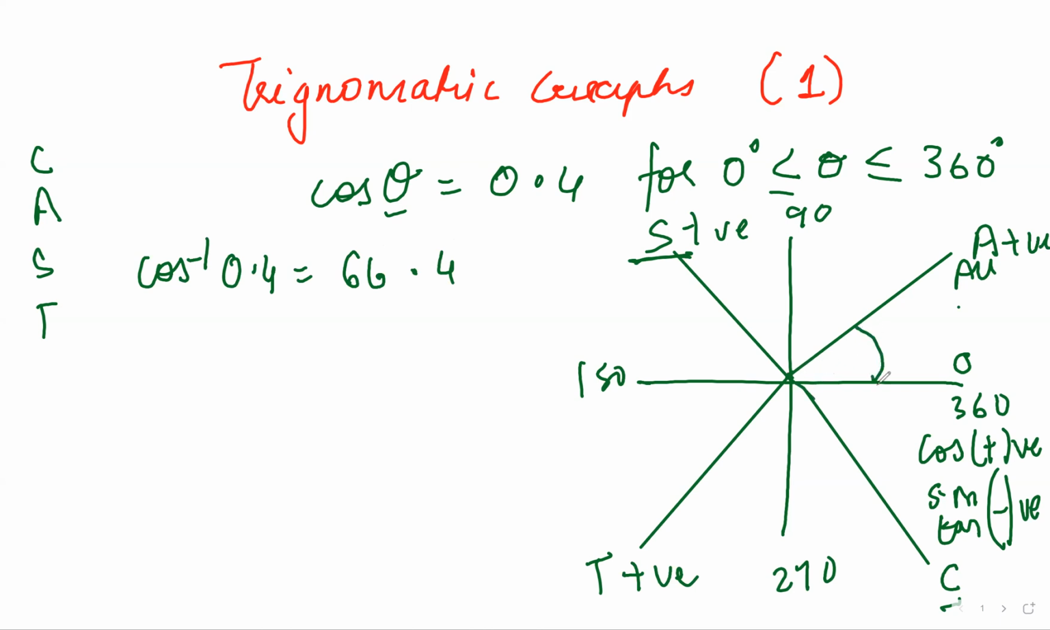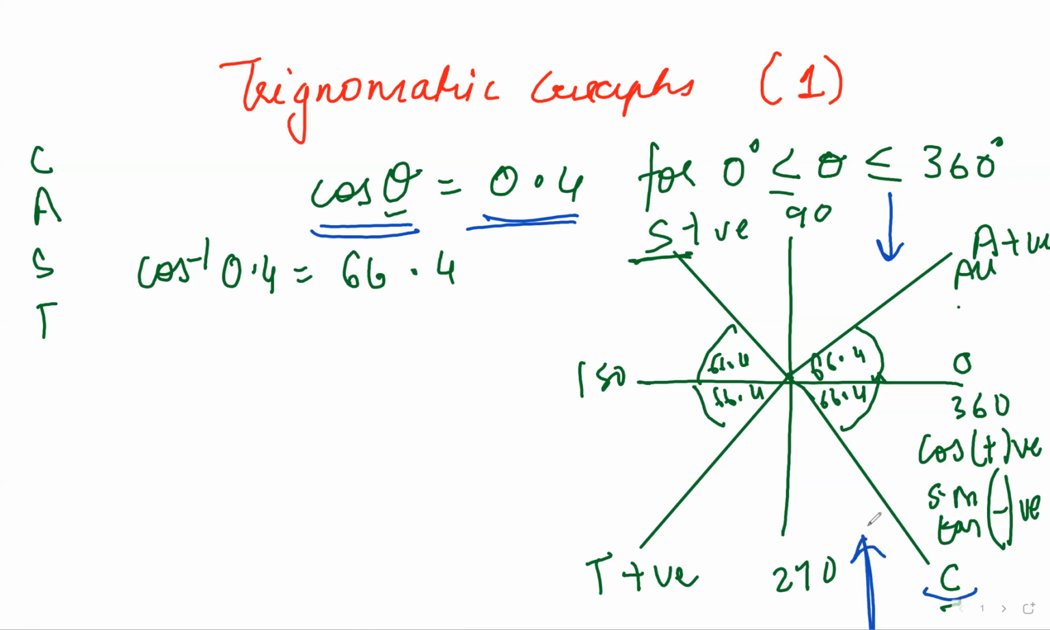First, you will place 66.4 here, as well as here, as well as here. This is your standard method for all such kinds of sums, where you will draw the quadrants like this and place your 66.4 like this. We are concerned over here with cos. It is a positive 0.4. So we want cos positive. So cos will be positive here as well as cos will be positive in this quadrant.